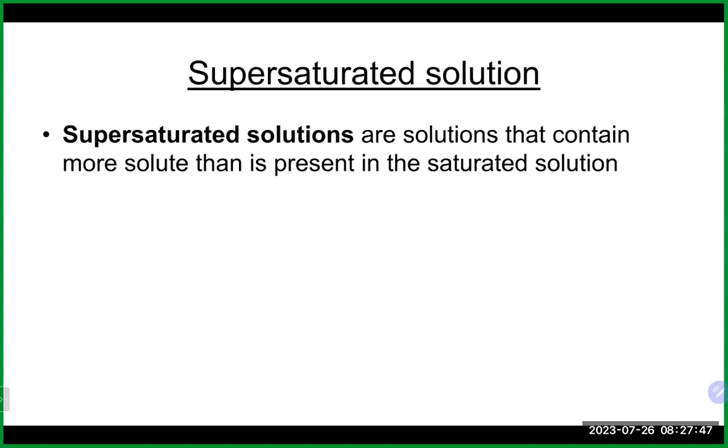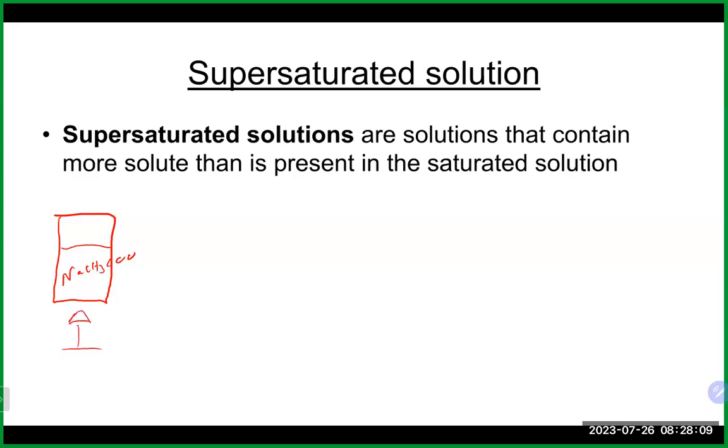A very common experiment they used to do years ago, and a way that you can make a supersaturated solution, is to take something like sodium acetate, which is commonly used for this. You could take some sodium acetate and dissolve it in a bunch of water.